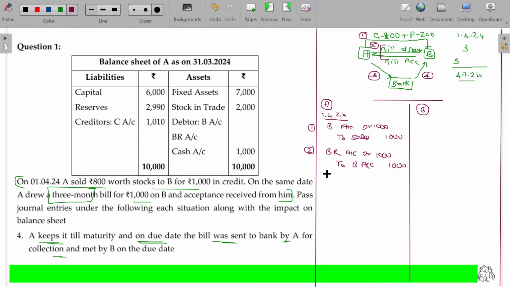Third will be on the maturity date, 4/7/24. Third one, he hands over the bill to the banker. Okay, then the entry being bill for collection. Bill for collection, a temporary account you can create. Bill for collection to bank. You can create a temporary account.